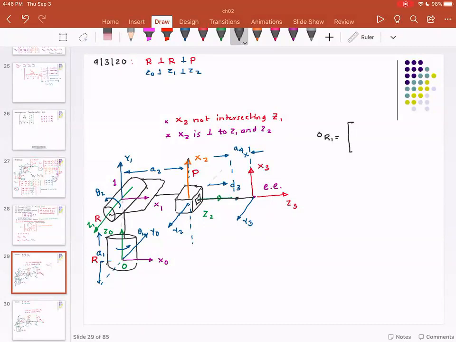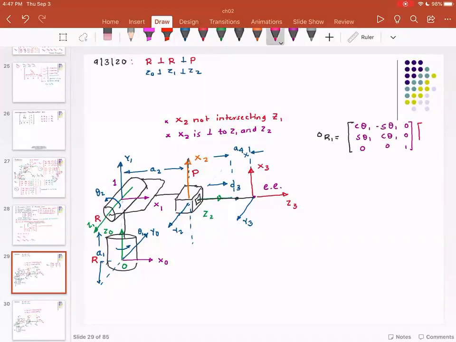Okay, so now let's start with 0R1. Please note the rotation is about Z0 and the rotation is positive. Curl your fingers in the direction of the rotation, and the thumb is aligned with the Z axis. So the rotation is positive, which means my rotation matrix is going to be cosine theta 1, minus sine theta 1, 0; sine theta 1, cosine theta 1, 0; 0, 0, 1.